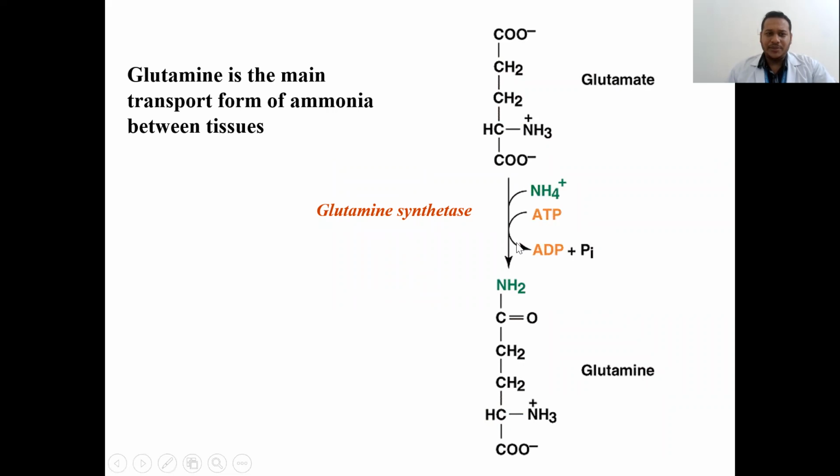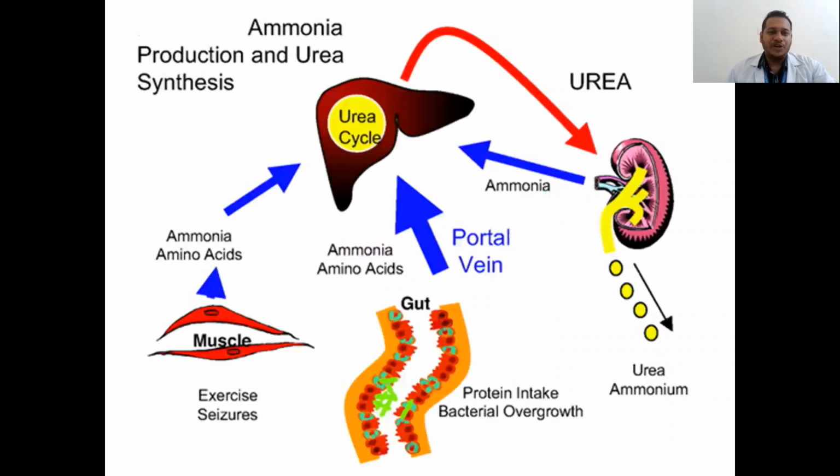Glutamine is the main transport form of ammonia between tissues. So glutamate is converted into glutamine with glutamine synthetase. Now the ammonia production and urea synthesis: ammonia is produced in muscles, in the gut from protein intake and bacterial overgrowth, and from the kidney. It goes to the liver, where urea synthesis takes place, and then the urea is transported to the kidney and excreted in the urine.